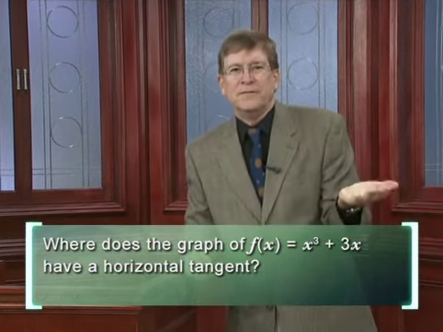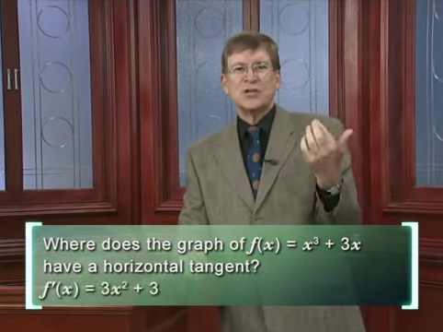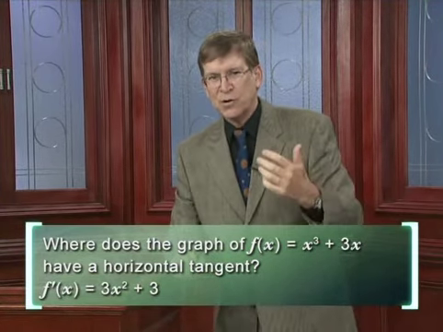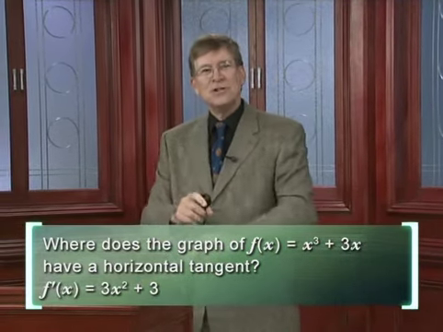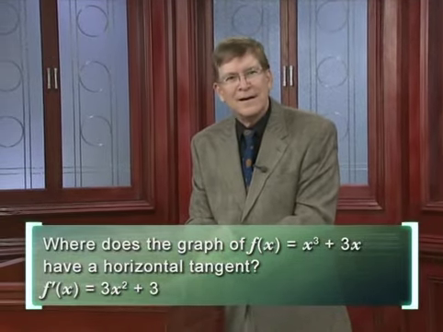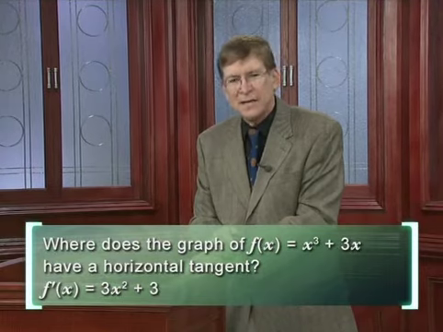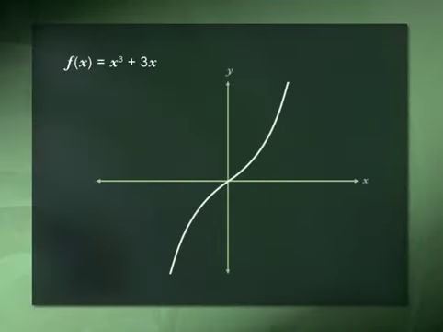Well, let's take the derivative. The derivative is 3x squared plus 3. Notice how fast I did that. 3x squared plus 3. Is that ever 0? It's never 0 because it's 3x squared, which is non-negative, plus 3. Here's a picture of that curve. And notice it never has a horizontal tangent.